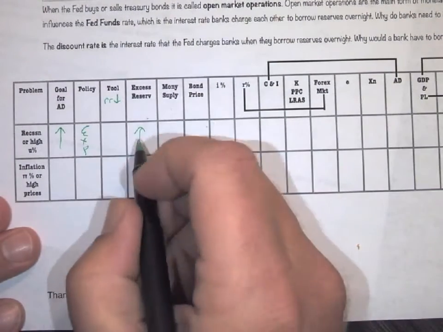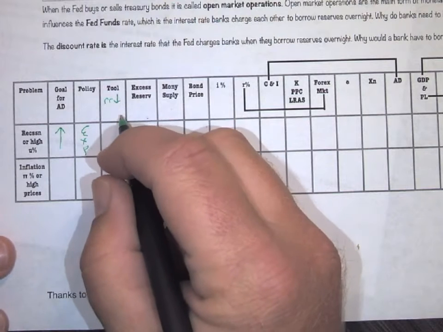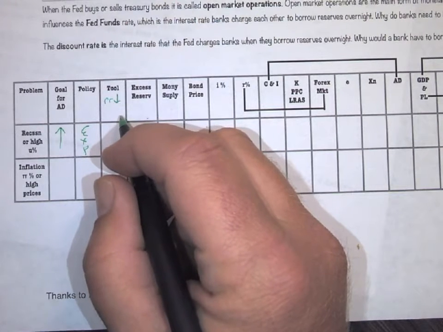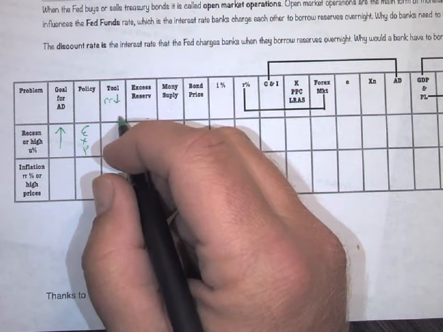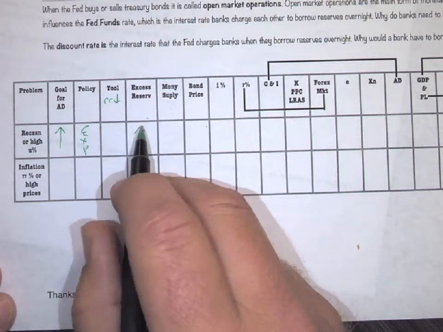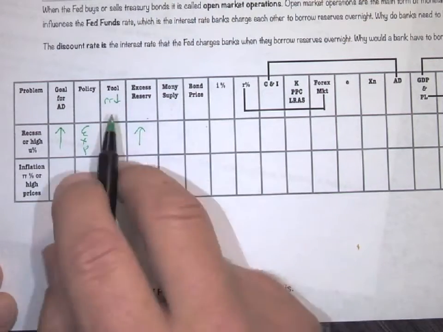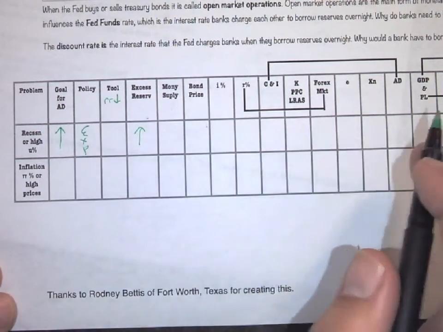Wait, what does R stand for? Reserve ratio. Reserve ratio is the percentage of the money you put in the bank that they cannot loan out. So if you put $1,000 in the bank and it's 10%, they have to keep $100. The excess reserves would be the $900 that they can loan out and start the multiple deposit expansion process.